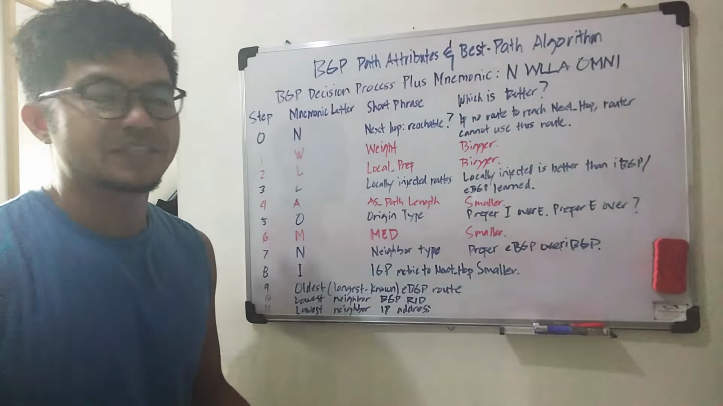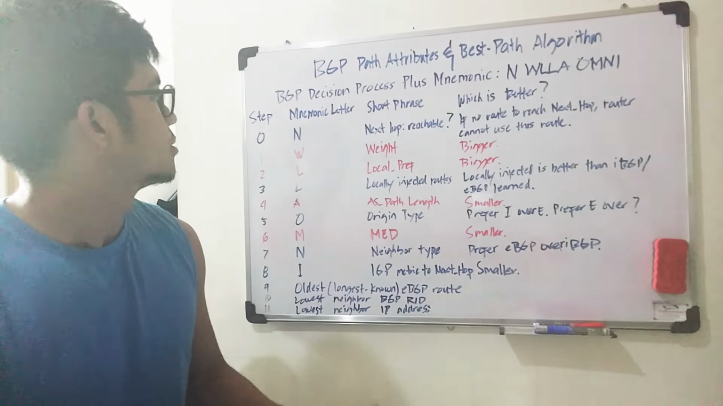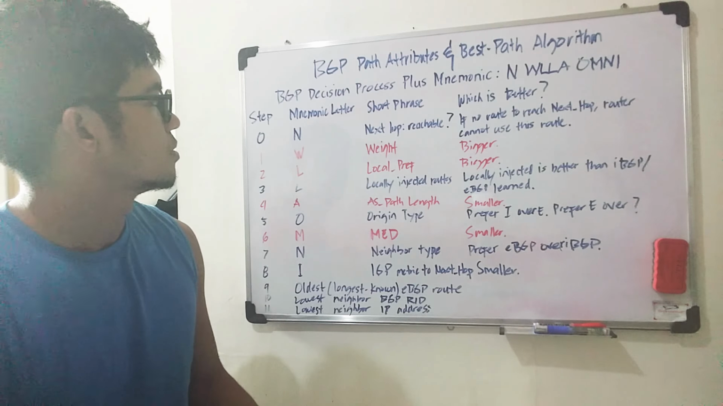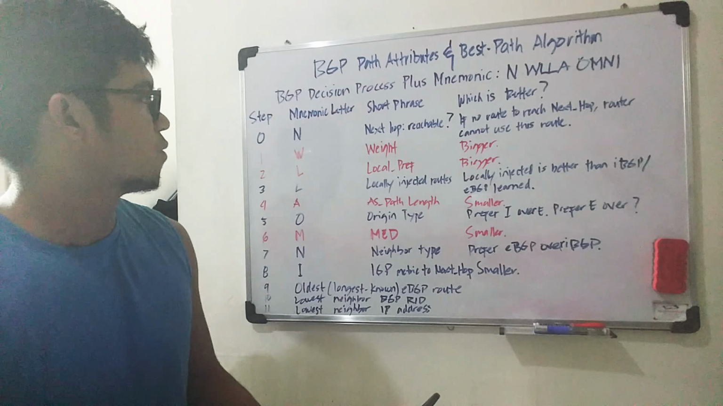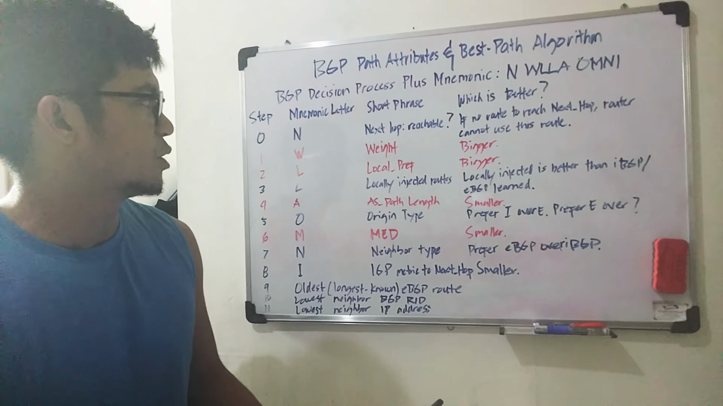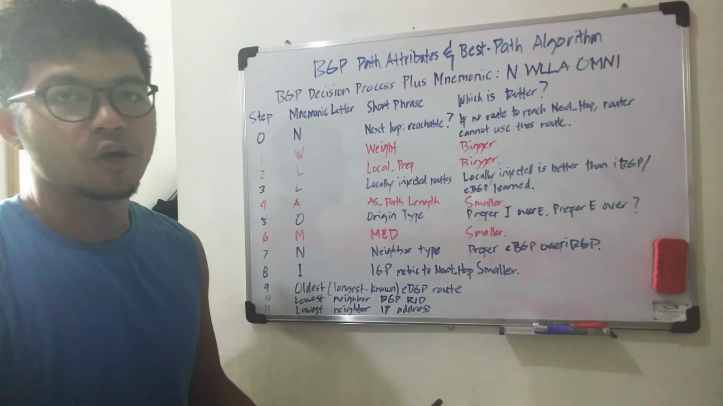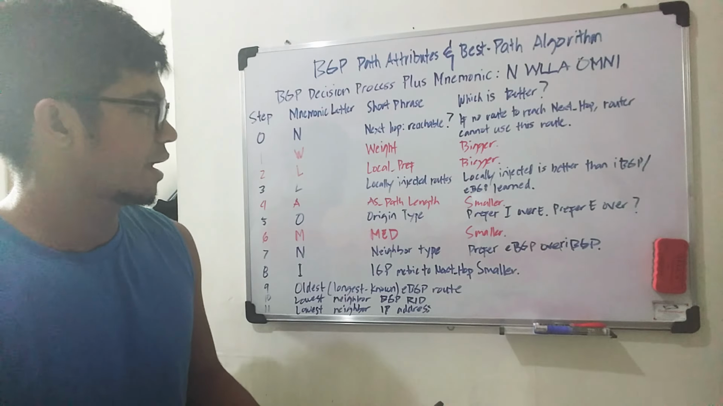So yeah, I just want to emphasize that you have to really be familiar with the ones that you can manipulate, and like I said earlier, those are weight, local pref, AS path length, and MED.